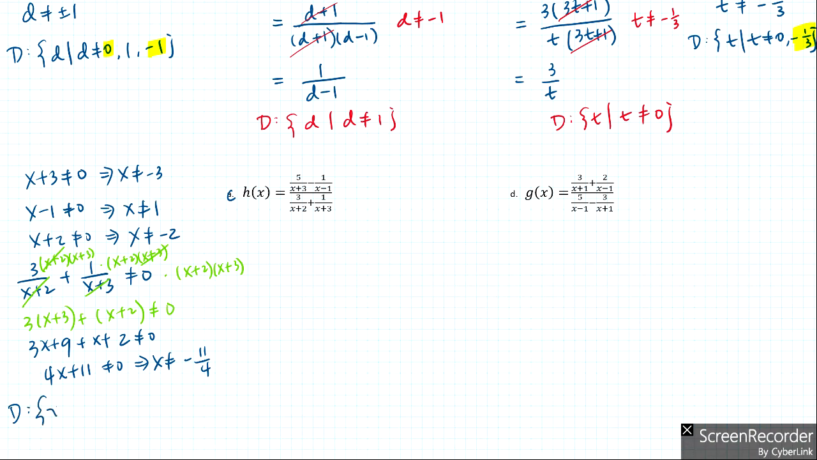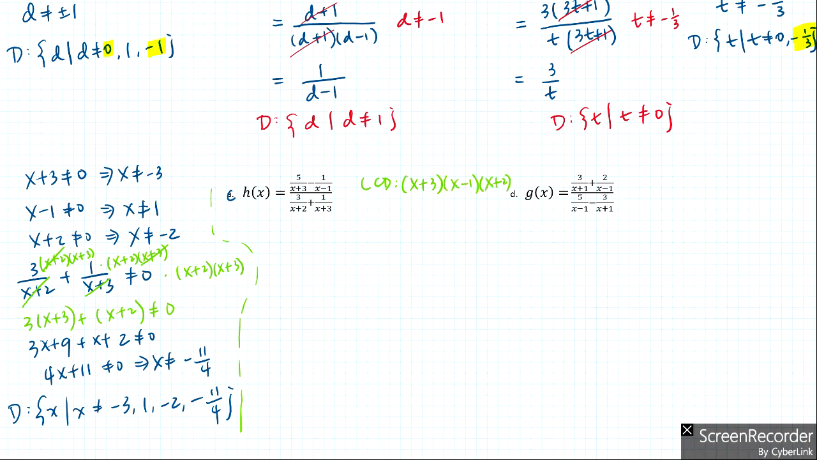So putting everything together, our domain is x such that x doesn't equal negative 3, 1, negative 2, or negative 11 over 4. So 4 restrictions we have to consider. And altogether, we would have this entire expression to work with. To simplify that, we again need the least common denominator. In this case, we can see we only have two denominators that are the same, and all the other denominators are not multiples of each other. So that leaves our least common denominator being the product of everything.